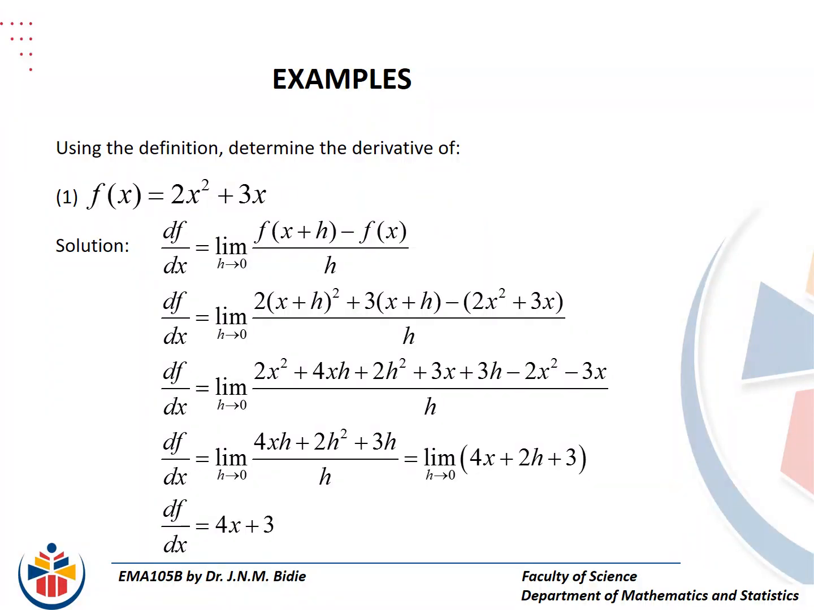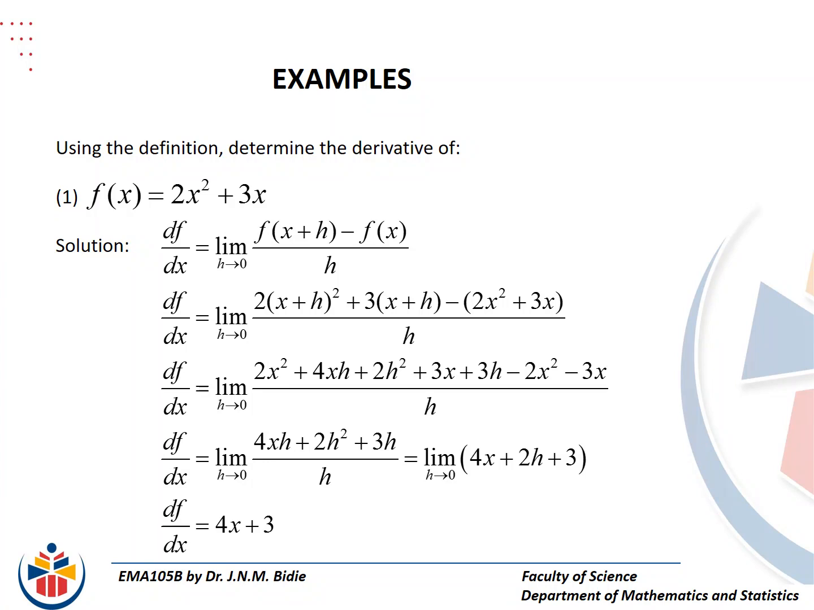In my numerator, I see that there is a common term, which is h. So I take it out. If we take it out, then h and h in the denominator cancel out, leaving the limit as h approaches 0 of 4x plus 2h plus 3. Thereafter, substitute the value of h into the expression. Therefore, that derivative becomes 4x plus 3.